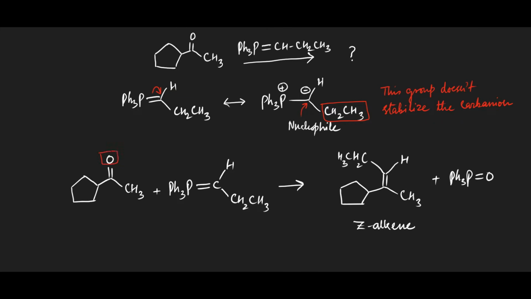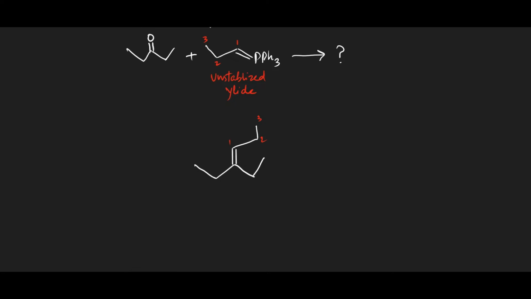The trick to write the product of the Wittig reaction is to swap the oxygen of the ketone with the alkyl part of the Wittig reagent, keeping the double bonds intact in reactants as well as products. Similarly, take another example. In this case also, the ylide is connected with an alkyl group and hence not stabilized. The product can be written by swapping the oxygen with the alkyl part of the Wittig reagent. In this case, the ketone is symmetrical, hence E or Z stereochemistry of the alkene doesn't matter.